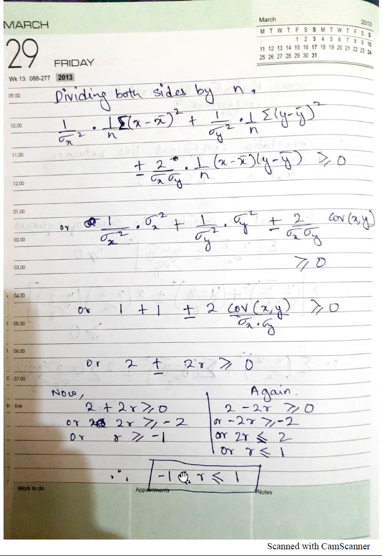So from here we have r is greater than or equal to minus 1, and from here we have r is less than or equal to 1. So hence it is proved that the correlation coefficient r lies between minus 1 and plus 1. I again repeat, I forgot to add a sigma sign here, or summation sign here, so please add a summation sign here, and we have the proof of our first property, that the correlation coefficient lies between minus 1 and plus 1.